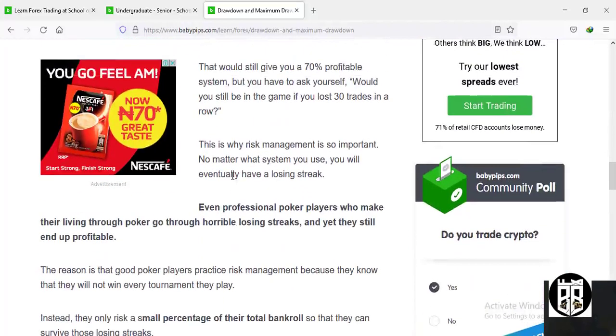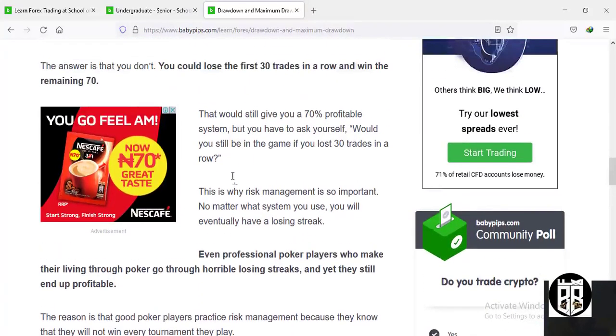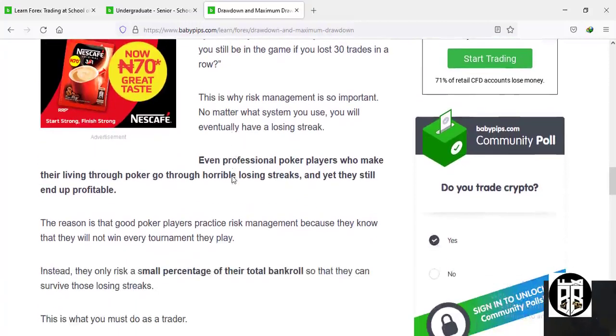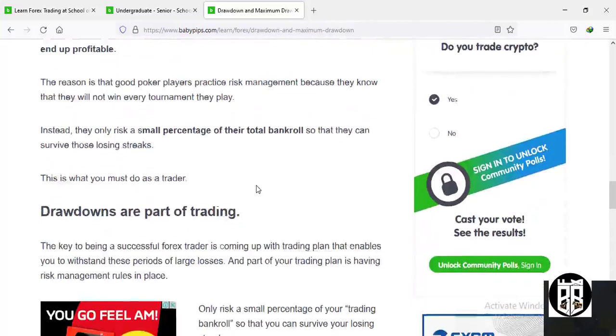So how are you going to be able to stand the test of time in the forex trading market? Now, this is the reason why you have to practice proper risk management. It is so important. Why? Because no matter what system you use, you will eventually have a losing streak. Maybe 1, 2, 3, 4, 5, 6, 7 trade losses. Now, even professional poker players who make their living through poker go through horrible losing streaks, and yet they still end up profitable. How is that even possible? Because they practice risk management.